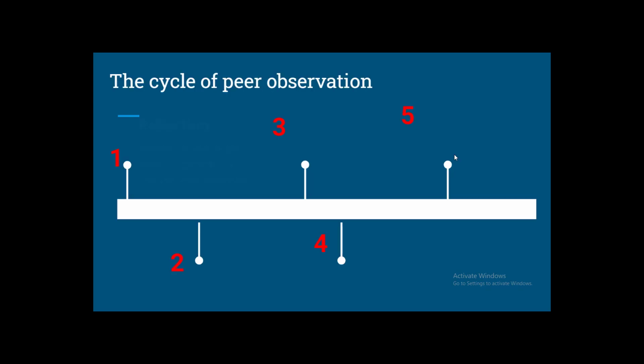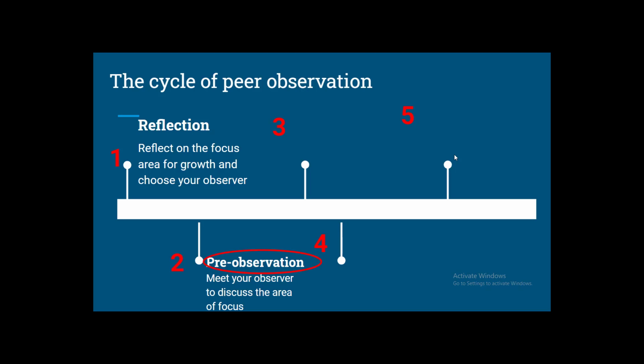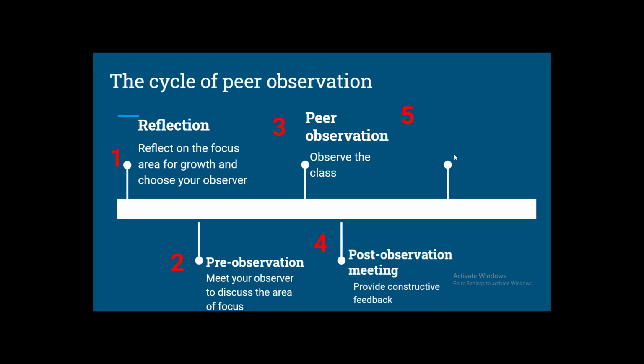The first step of peer observation is the reflection step. Here, the facilitator reflects on the focus area for growth and chooses who will observe them. In the second stage, the facilitator meets with the observer to discuss the area of focus. This is optional. You can just send information about your focus area to the observer. The third stage is the actual classroom peer observation. After the peer observation, we hold the post-observation meeting to provide constructive feedback.